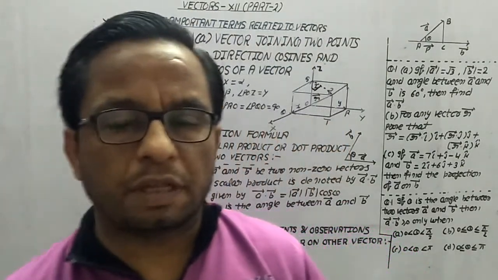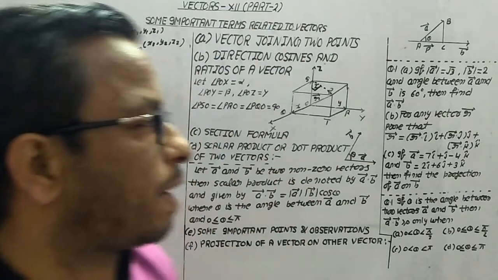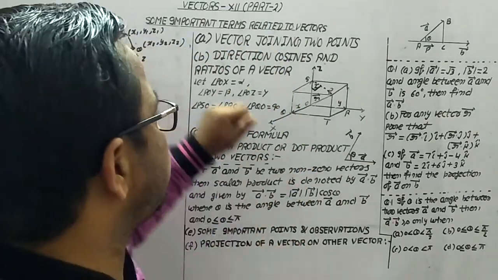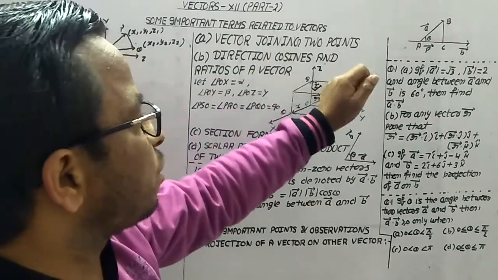Hello everyone. In this part 2 of vectors, we are going to discuss some important terms related to vectors. So let's start with part A, the vector joining 2 points.